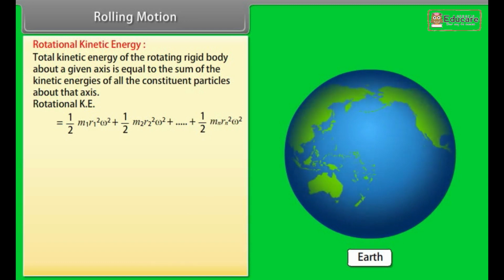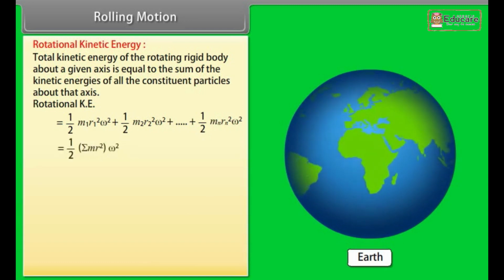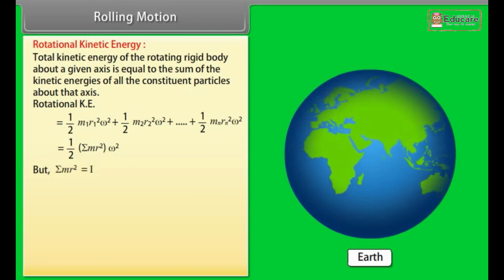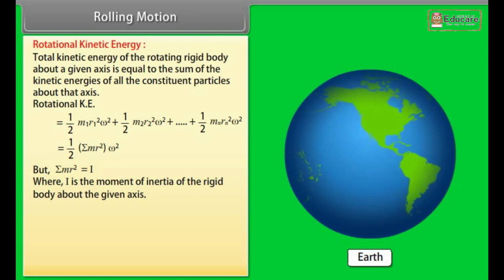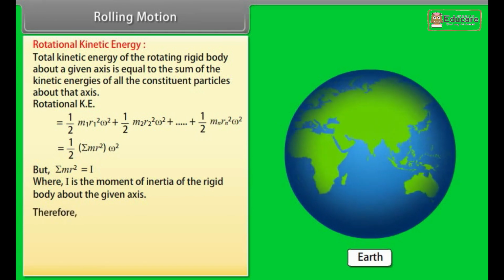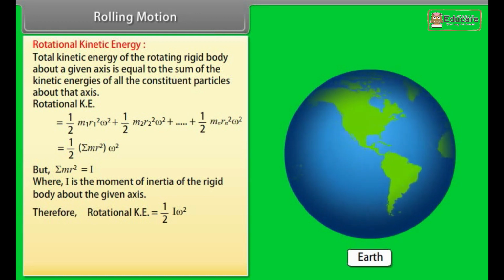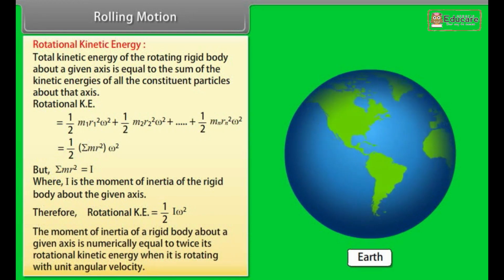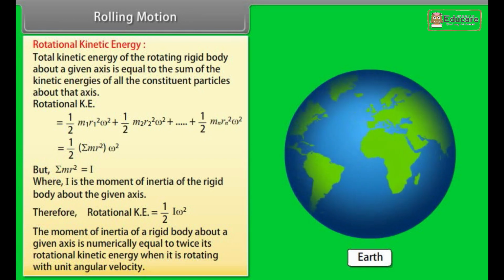On summarizing this equation, we get rotational kinetic energy is equal to half summation of the product of m and r square multiplied by omega square. But we know that summation of m r square is equal to the moment of inertia of the rigid body about the given axis. Therefore, rotational kinetic energy is equal to half I omega square. The moment of inertia of a rigid body about a given axis is numerically equal to twice its rotational kinetic energy when it is rotating with unit angular velocity.